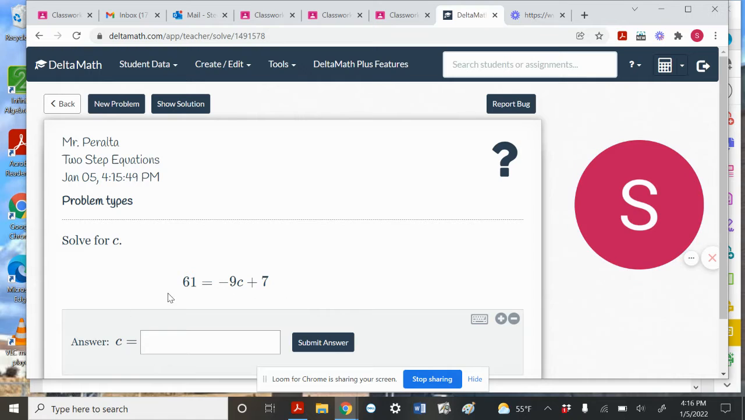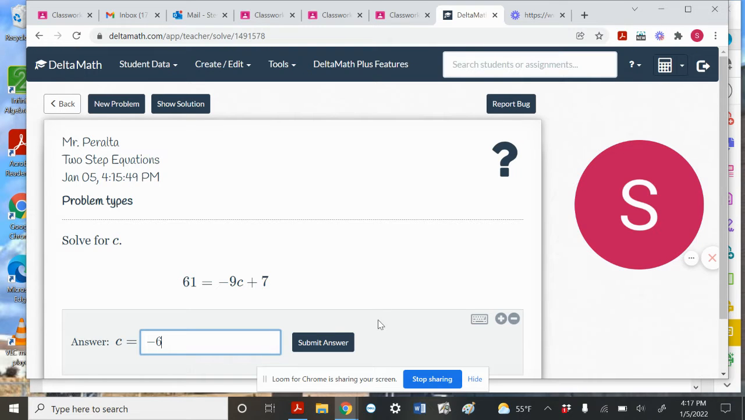So we have to solve for C. And so that means we have to move the 7 over. If I subtract 7 from both sides, I get 54 equals negative 9c. And then to isolate the c, I'm going to divide both sides by negative 9. So 54 divided by negative 9 is going to be a negative value. And 9 goes into 54 6 times, so it'll be negative 6.